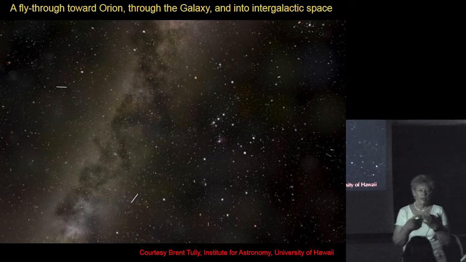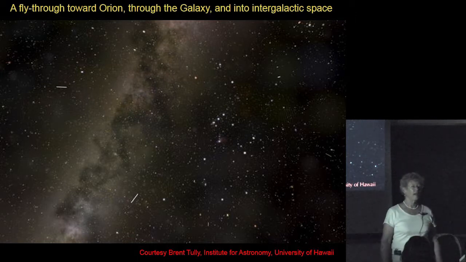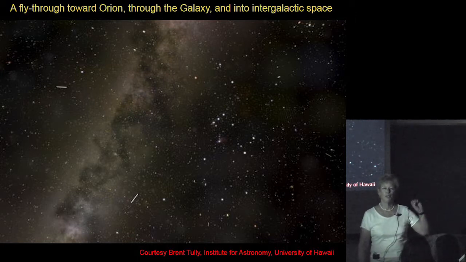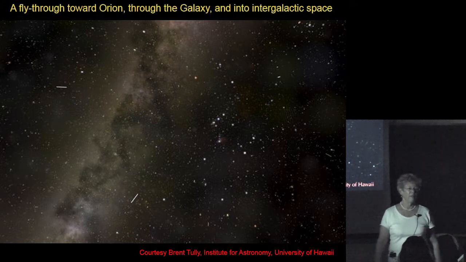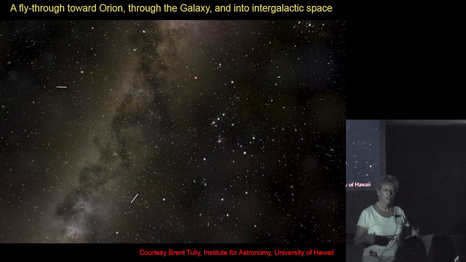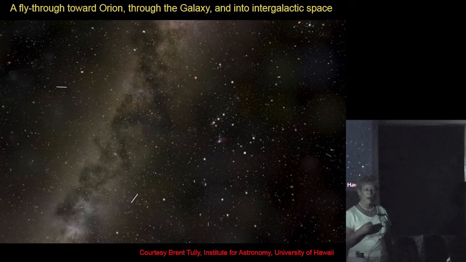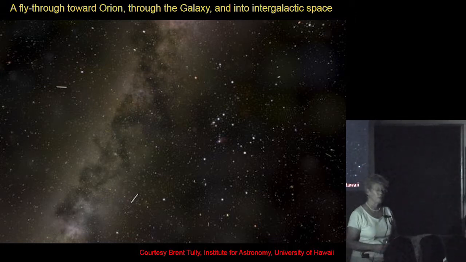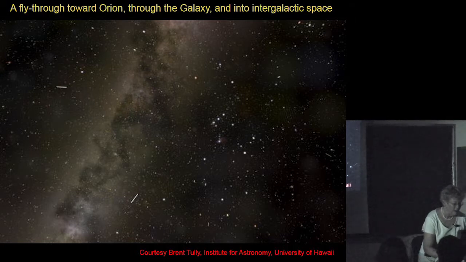What I'm going to do now is show you a video that starts out by flying towards Orion, flies through Orion, out of the galaxy, into the nearby sea of neighboring galaxies. This is a remarkable video, and in just 3 minutes or so, it will give you the mental map that you need to understand the cosmos. So let's get started.